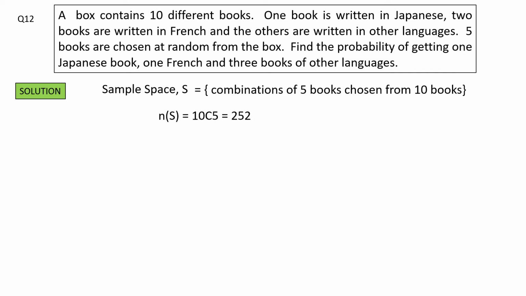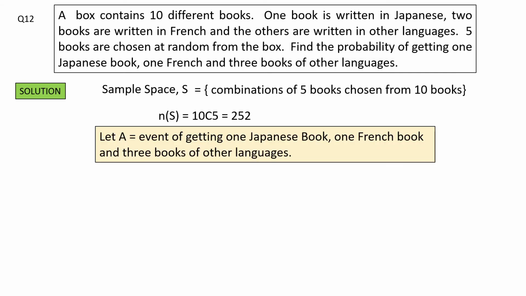Okay, so number of sample space equals to 10. Altogether we have 10 different books. So 10, choose 5 to select. Okay, so you simplify and you'll get the answer as 252. Next, let A be the event of getting 1 Japanese book, 1 French book and 3 books of other languages.